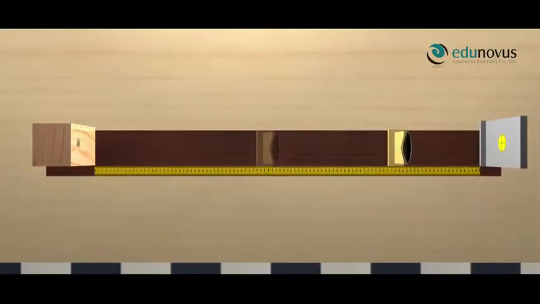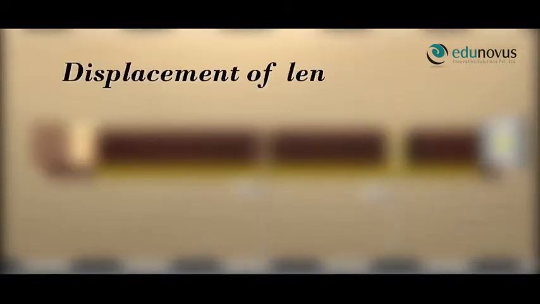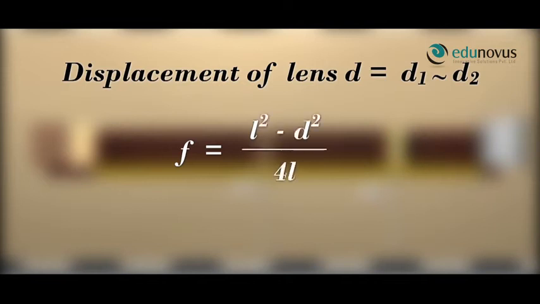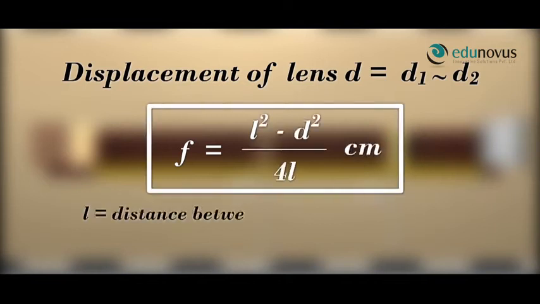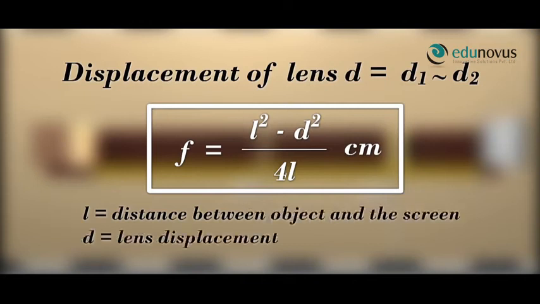The displacement of the lens D is given by the difference between D1 and D2, and focal length is given by the formula f is equal to (L square minus D square) by 4L centimeters, where L is the distance between object and the screen and D is the lens displacement.